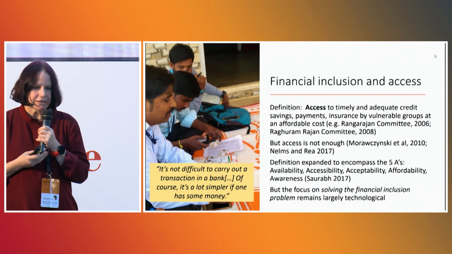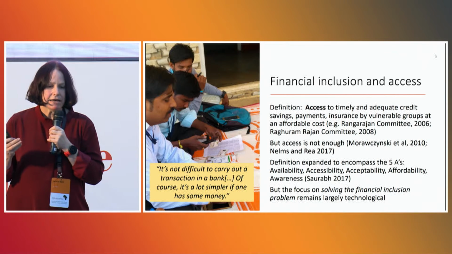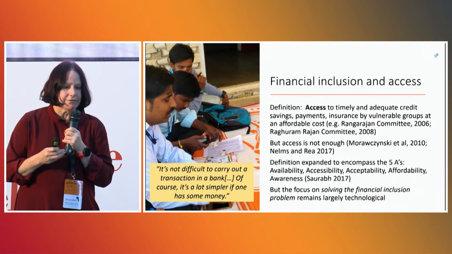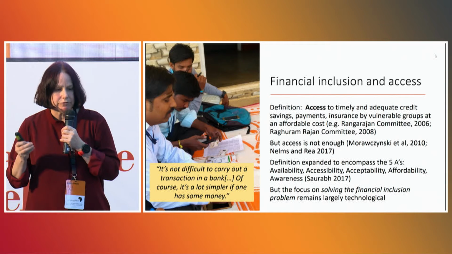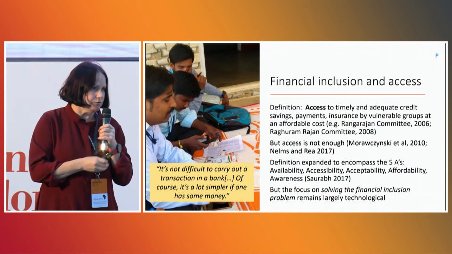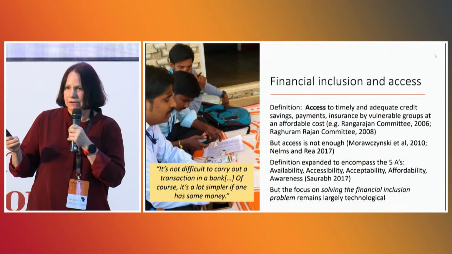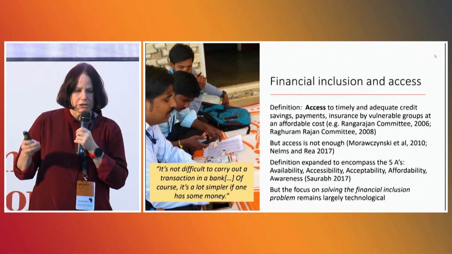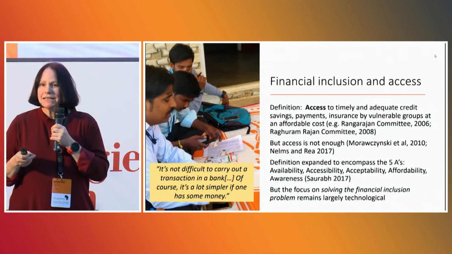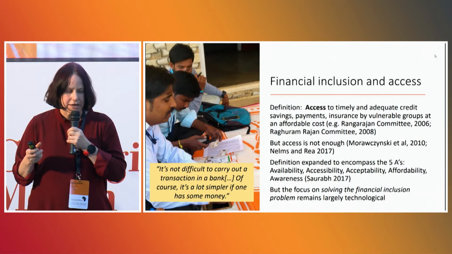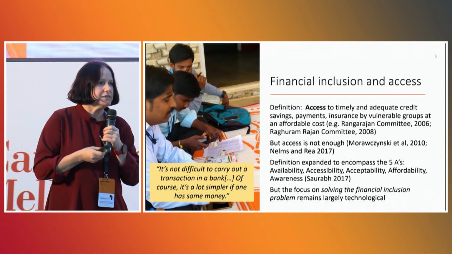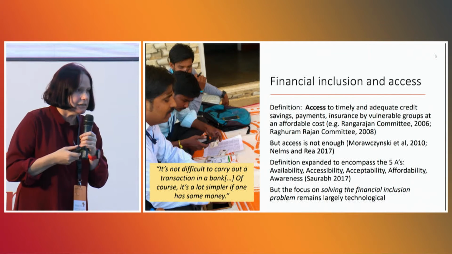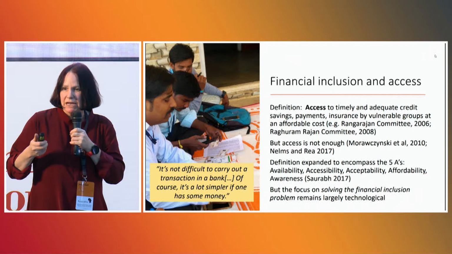So, a definition: access to timely and adequate credit, savings, payments, insurance by vulnerable groups when needed at an affordable cost is the definition of financial inclusion often used. But early research quickly showed that access is not enough on its own. This was typically research conducted on the Indian government's amazing mass banking scheme.